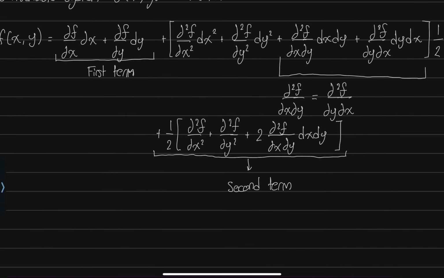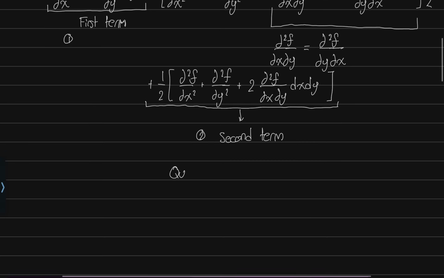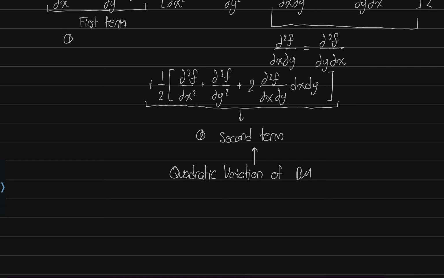And the reason I'm going over the first term and the second term is because when we apply the quadratic variation of Brownian motion, we will find that the second term of the Taylor expansion is actually important when expanding out a multivariable process that depends on a stochastic process. Our stochastic process being S of t.